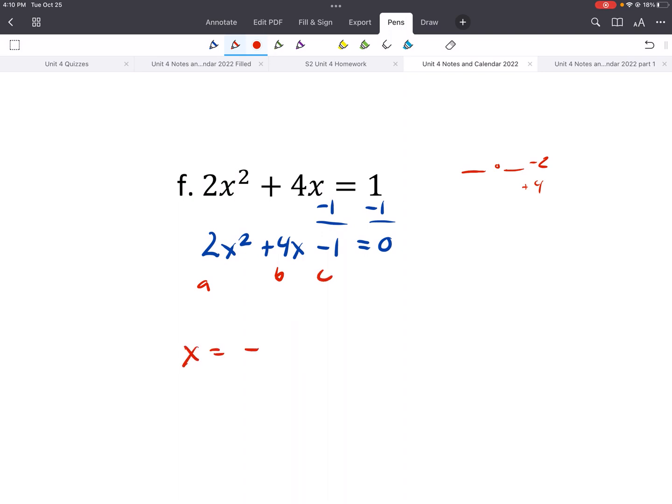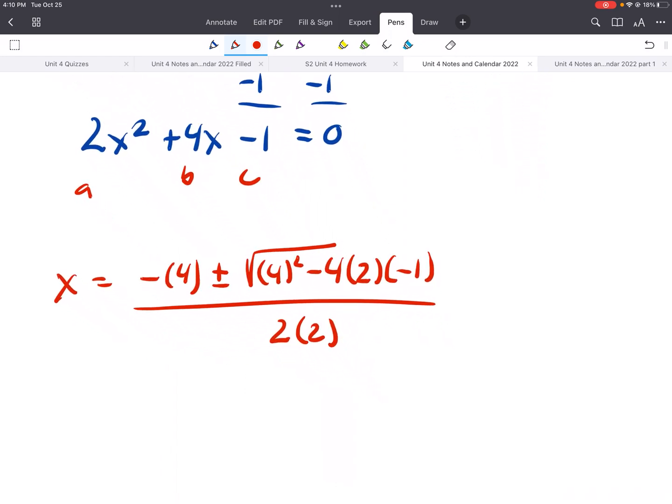x equals negative b plus or minus the square root of b squared minus 4ac, all over 2a. Alright, so let's simplify this. We got negative 4 plus or minus the square root of, so type out that, get the discriminant. So 4 squared minus 4 times 2 times negative 1. So I got 24 over 4.